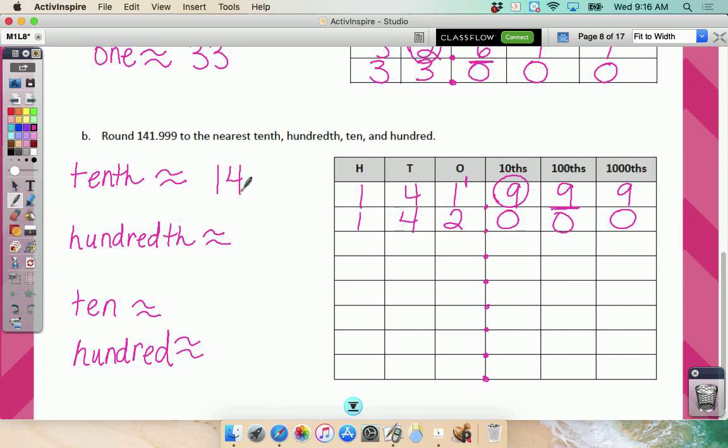So to the nearest tenth, it would be this, but what do we not need? 0. Very good. Okay, so write it again. 141.999.